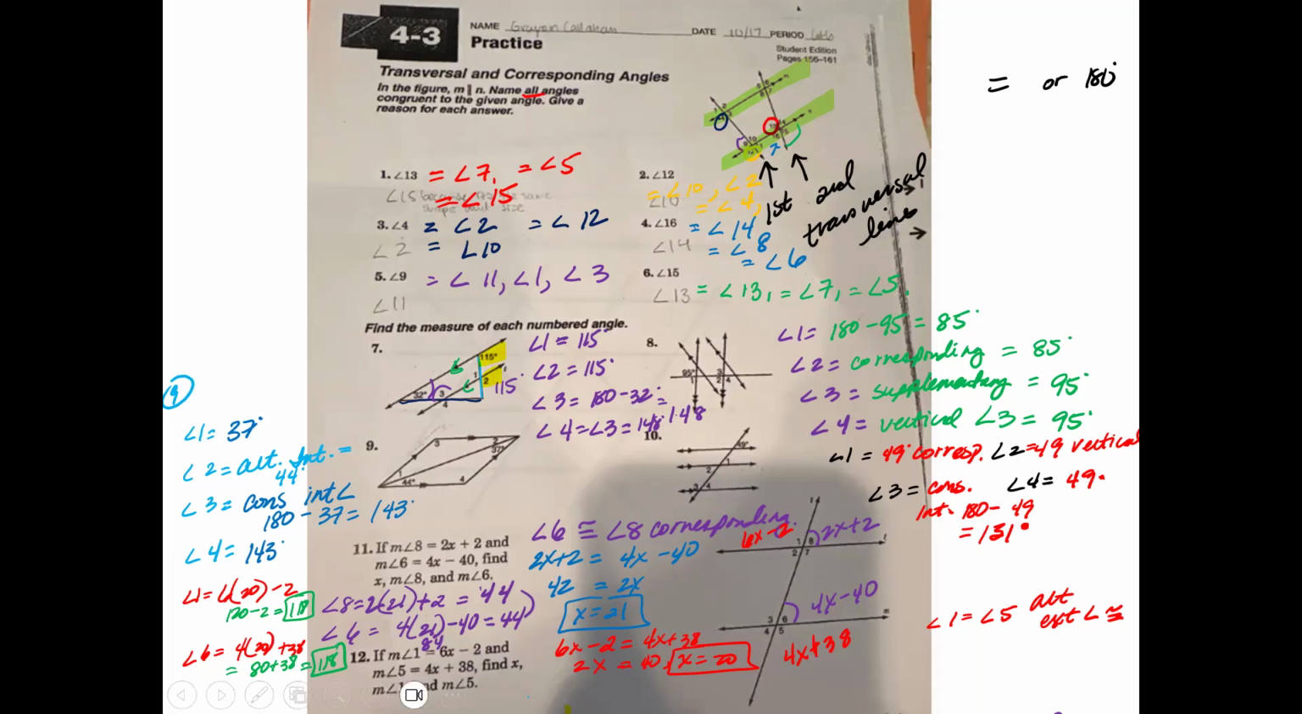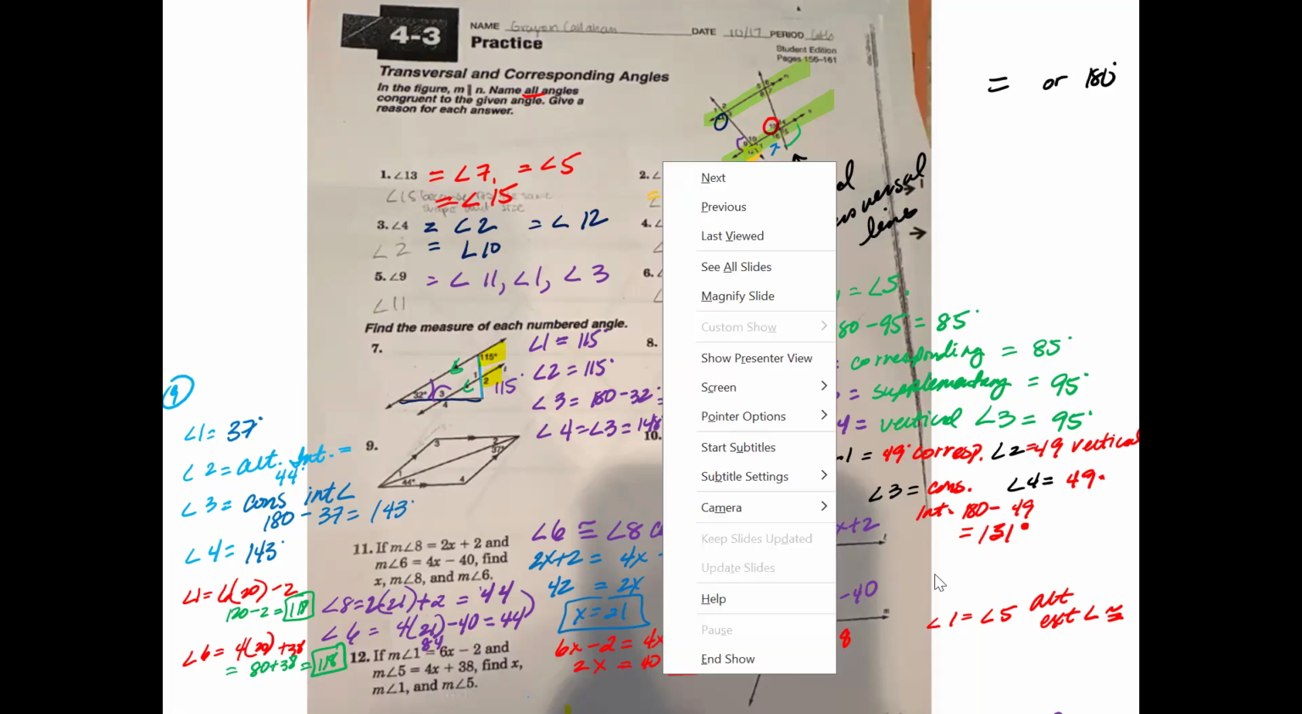What did you get for angle 1? 6 times 20 is 120, minus 2 is 118. Yeah. 4 times 20 is 80, plus 38 is 118. And they're supposed to be equal, so this is correct.